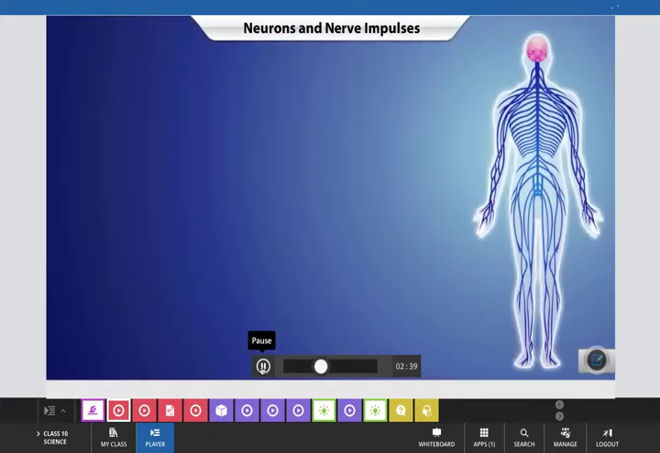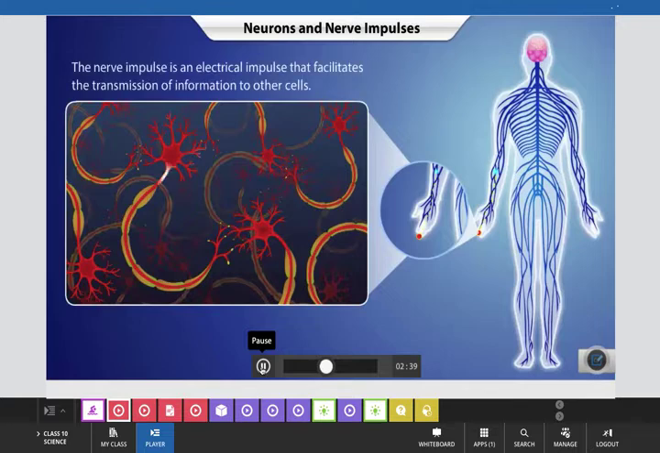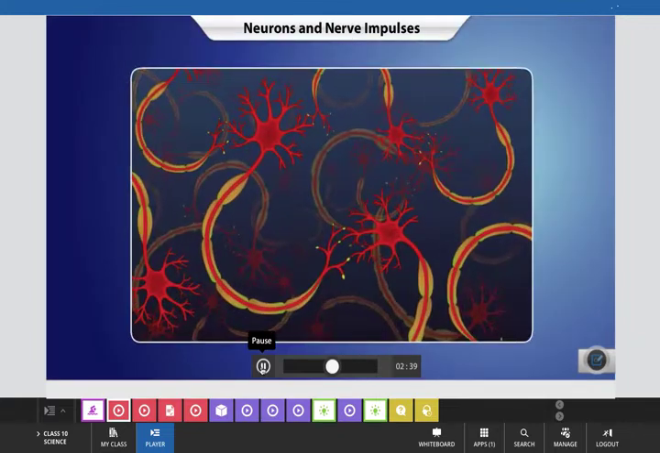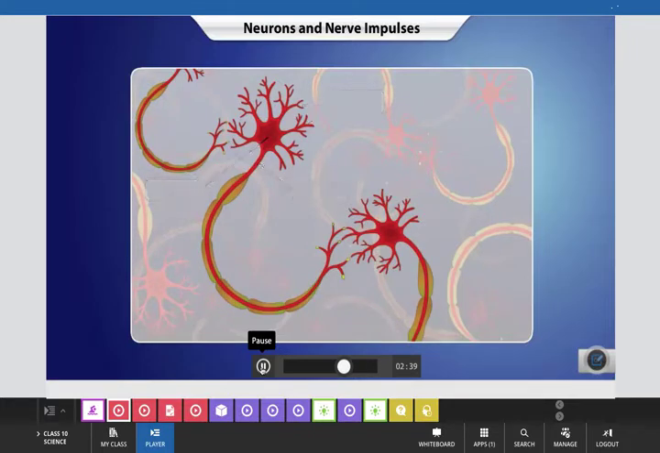When information from receptor cells in our sensory organs reaches dendrites, chemical changes trigger an electrical impulse in the neuron. This electrical impulse facilitates the transmission of information to other cells. It is called a nerve impulse. A nerve impulse travels in just one direction within a neuron, from the dendrites through the cell body and axon to the branched ends of the axon. From here, the impulse can be passed on to many target cells at once.